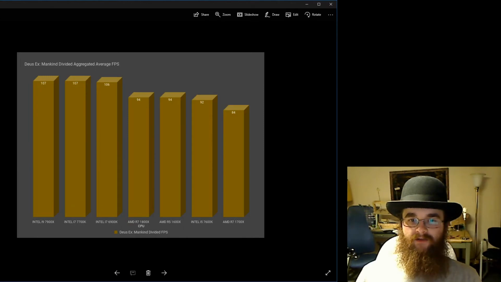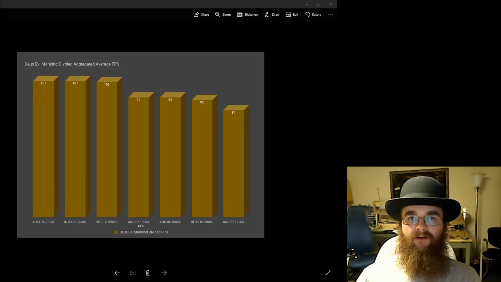Third up here we have Deus Ex Mankind Divided. So in here, the Intel 7900X, the 7700K, and the 6900K all perform nearly identically. They're within 1% of each other, so they're basically identical. And they beat out all of the Ryzen chips there. They're beating out the 1800X and the 1600X by about 12 to 13%. So the Intel 7600K falls behind all but the Ryzen 1700X. And this is another case of, I wonder if the microcode updates and the BIOS updates would benefit the 1700X at all here, or if it's just getting beaten that much because of its lower clock speeds.